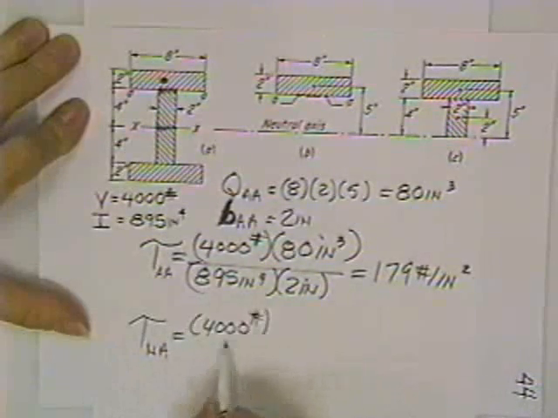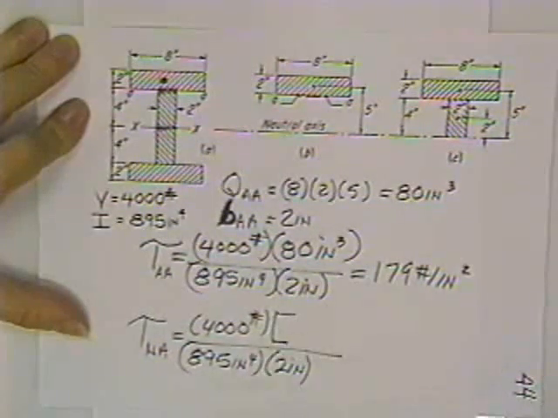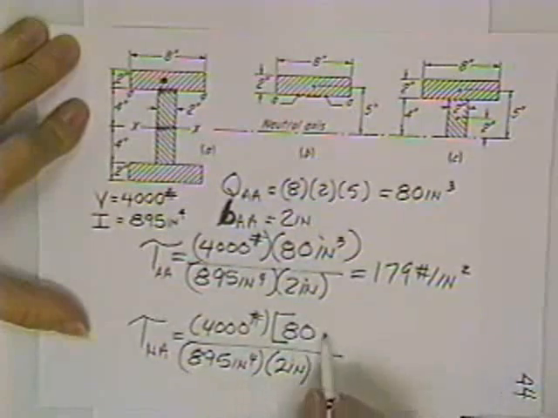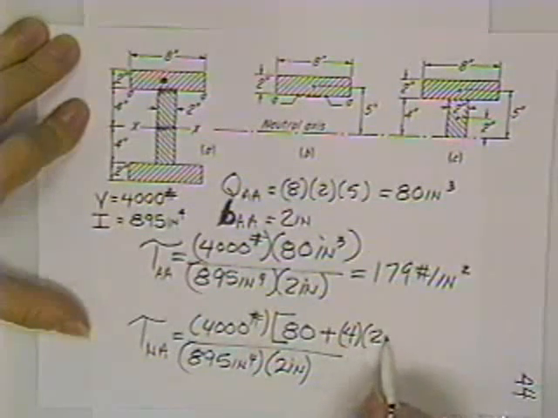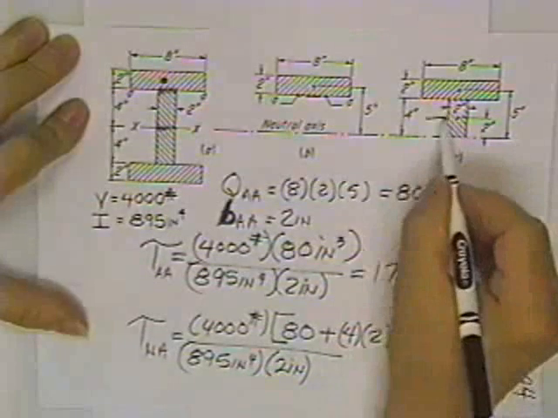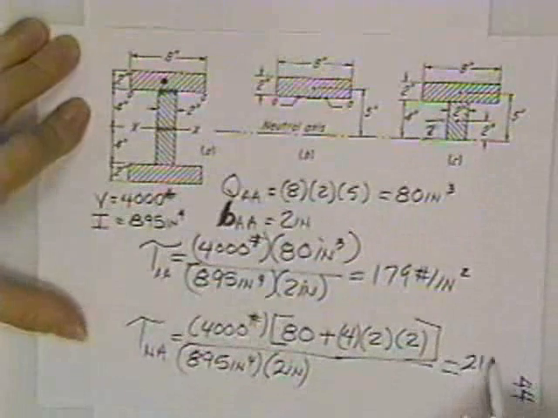4,000, same load. 895, same moment of inertia. Still happens to be 2 inches thick. And here is the Q. 80, that was the previous number we had, plus we have another piece. This new piece is 4 inches deep, it is 2 inches thick, and its centroid is 2 inches from here to there. And whatever that works out, should come out bigger than 179.